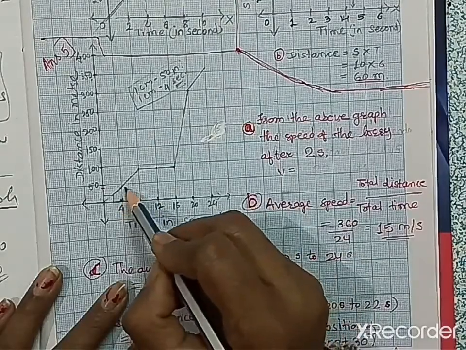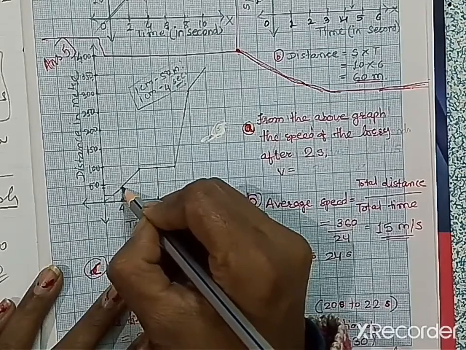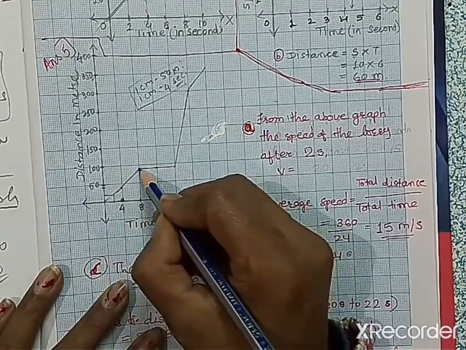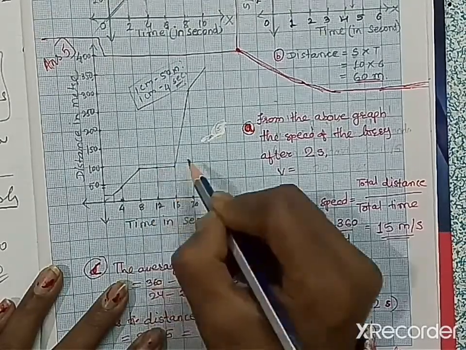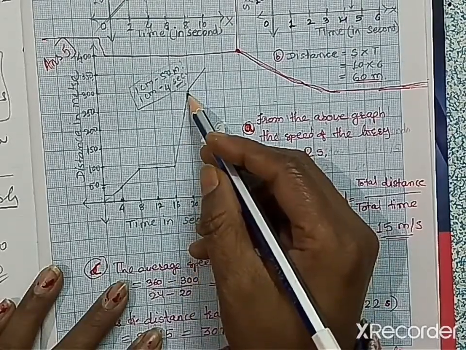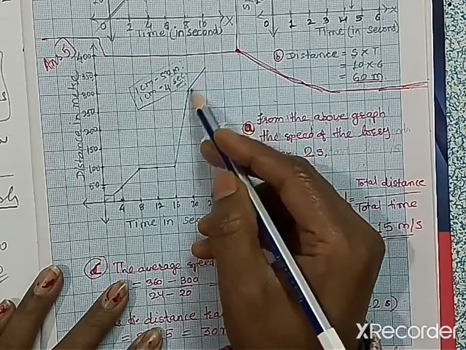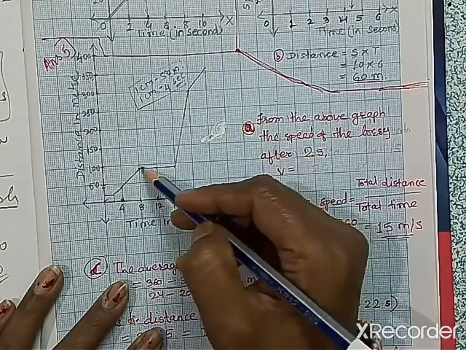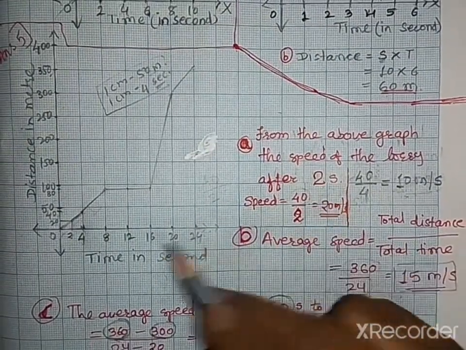Now you can see here after plotting these points. First, at 4 seconds, 40 meter distance is covered. In the next 4 seconds it is 80, then again in the next 4 seconds it is 80, and again in the next 4 seconds it is 80. In the next 4 seconds it covered up to 300 meter, and then in the last 4 seconds it covered 360. Okay, 300 to 360. In this way, this is the plotting of the graph. Now let's solve the questions related to this graph.